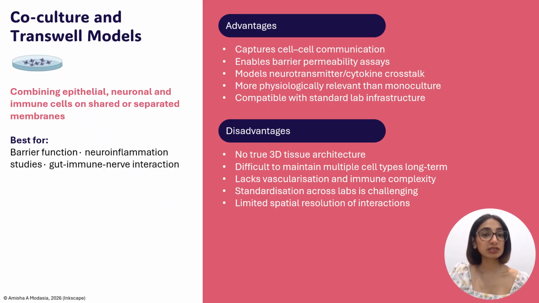That said, these systems still sit in 2 dimensions, and maintaining the viability of multiple cell types over extended periods is technically demanding. Standardization between labs is also a known problem. Protocol differences make it hard to compare results across publications. And the best use cases here include barrier function studies, neuroinflammation experiments, and mapping the signaling crosstalk between the gut epithelium, immune cells, and neurons.